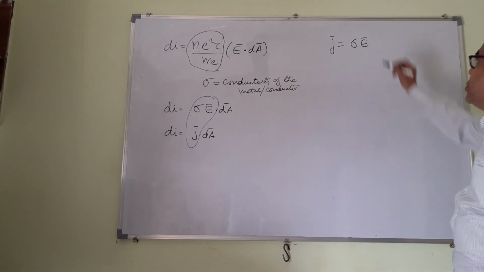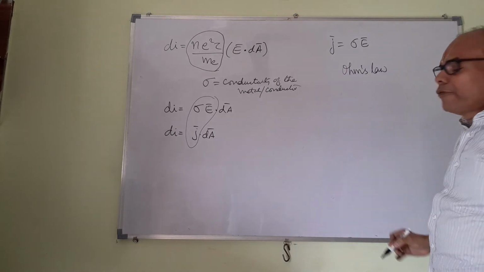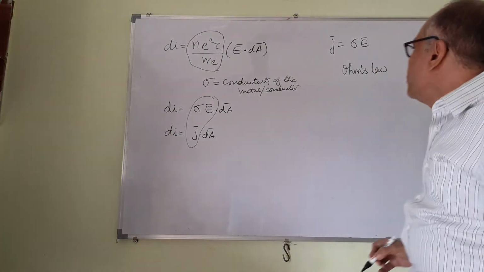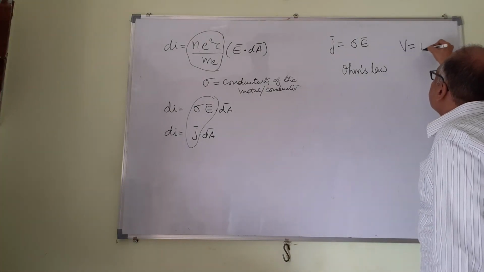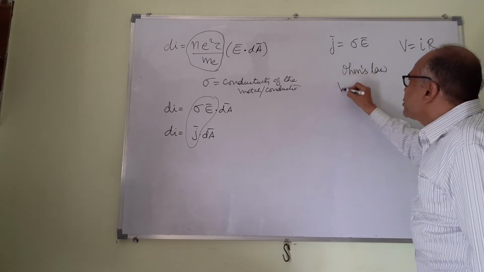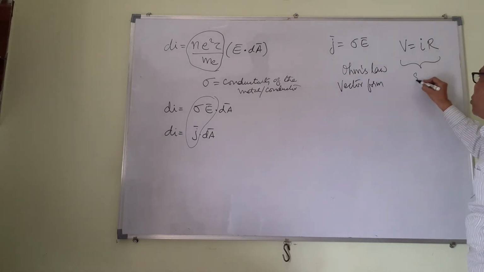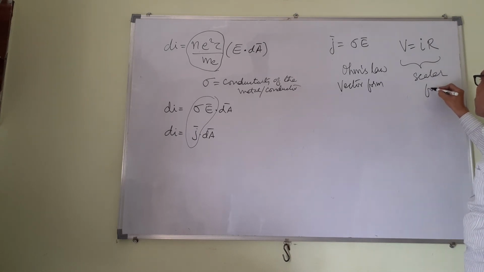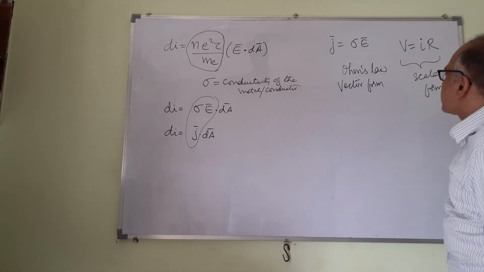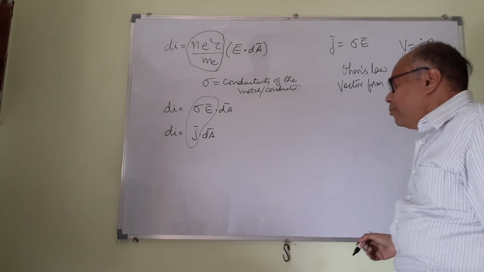Now this is nothing but Ohm's law. You might say, sir, we have never learned Ohm's law like this. Well, we know Ohm's law is potential difference V is equal to IR, current into the resistance. Well, this is the vector form of the Ohm's law. This is the scalar form of the Ohm's law. We can easily get this scalar form from the vector form.